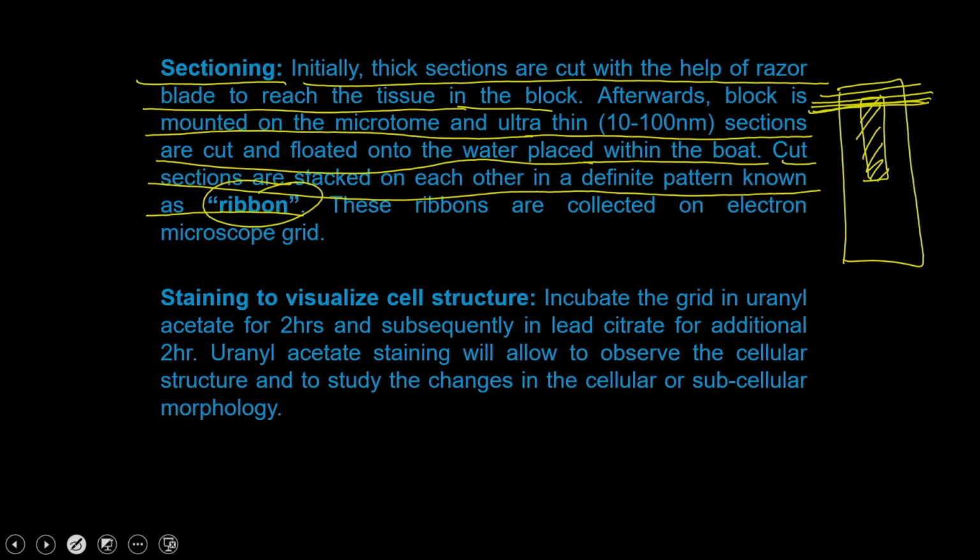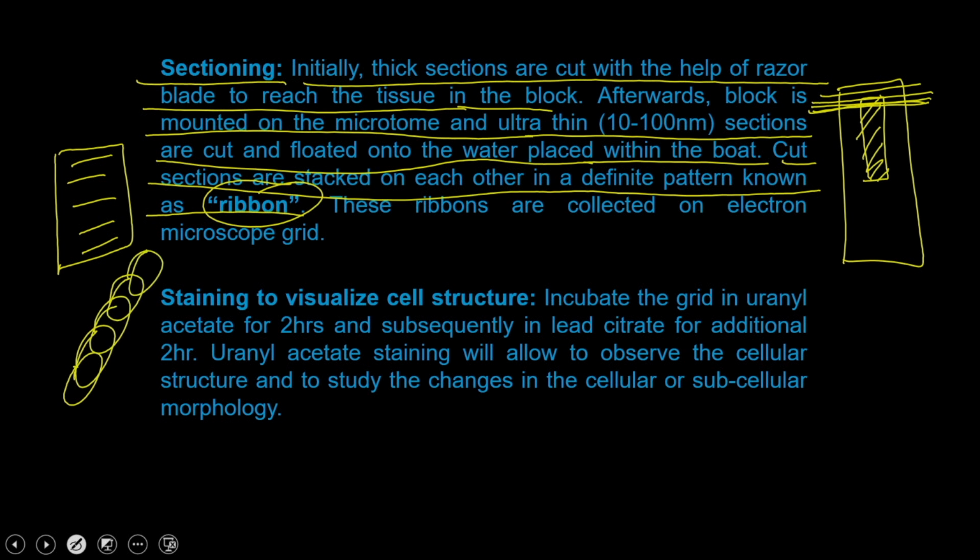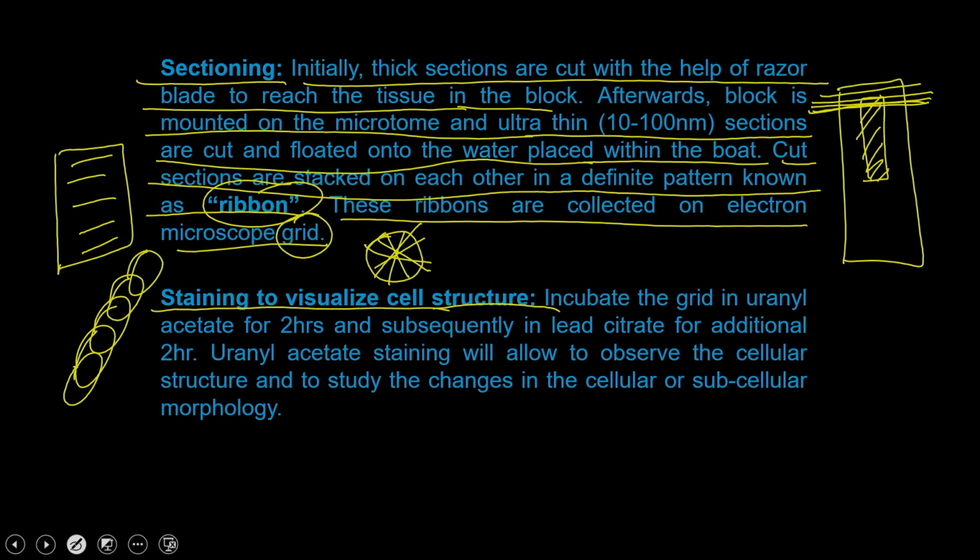So, when you are cutting these sections, they come into a boat-like structure, and this boat is filled with water. The sections come out in a ribbon kind of arrangement, and these ribbons are collected onto electron microscope grids. These electron microscope grids are circular grids with a grid-like pattern, and on this grid you can collect all these sections together, and then these grids can be mounted into the transmission electron microscope.